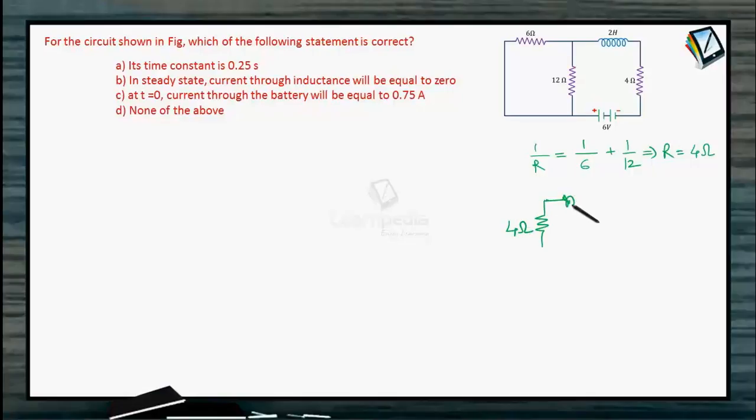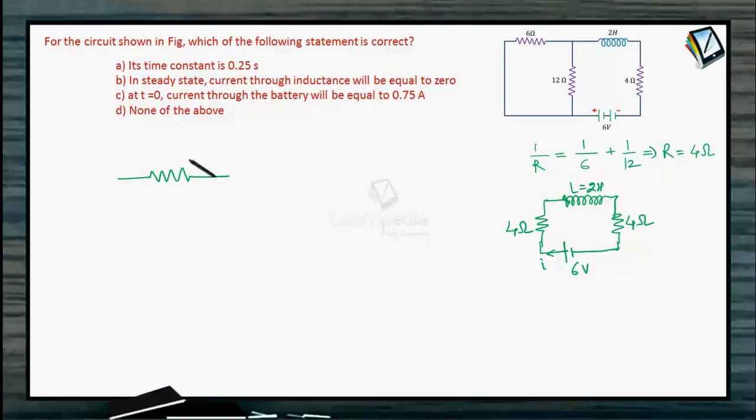Here is an inductor of rating 2 henry, here is another 4 ohm resistance, and finally a battery of 6 volt EMF. You can see that whatever current flows through the circuit will be the same for both resistances, 4 ohm and 4 ohm. So these two 4 ohm resistances are connected in series. So finally we can redraw the circuit like this.